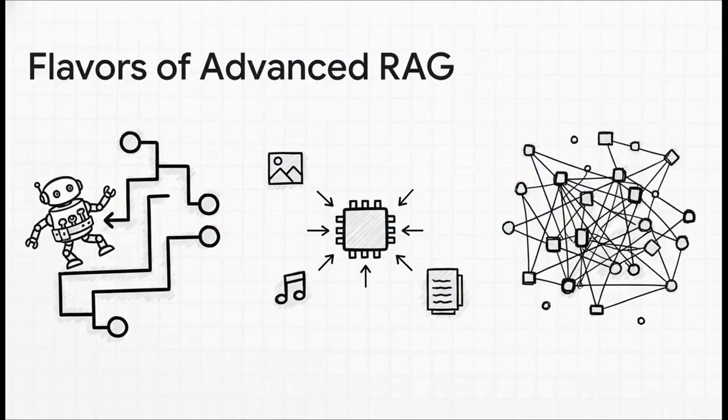And just check out all the different flavors this comes in now. You've got Agentic RAG, where the system can decide on its own to rewrite your question to get better search results. There's Multimodal RAG, which can look at an image, listen to an audio clip, and read a document to answer one single question. There's even Graph RAG, which can understand the complex relationships between your data points. We are way beyond the basics here, and it's moving incredibly fast.